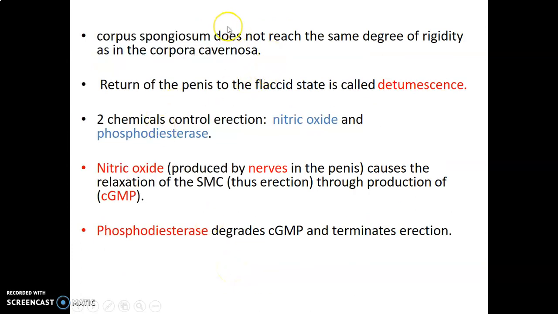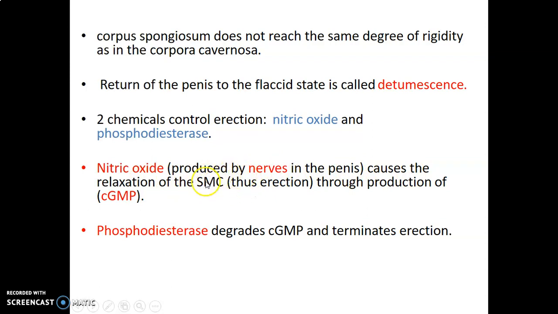So corpus spongiosum does not reach the same degree of rigidity as the corpora cavernosa during erection. The return of the penis back to the flaccid state is what we now call detumescence. We have two chemicals that are responsible for detumescence, nitric oxide and phosphodiesterase. Nitric oxide is produced by the nerves in the penis. It will cause relaxation of smooth muscle cells.